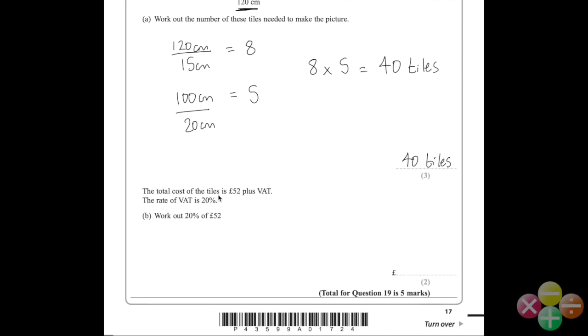The total cost of the tiles is £52 plus VAT. The rate of VAT is 20%. Work out 20% of £52. So we need to work out 20% of £52. Now we have got a calculator, so we can convert the percentage into a decimal, where we know that 20% is 0.2. So 0.2 times 52 gives me £10 and 40 pence.